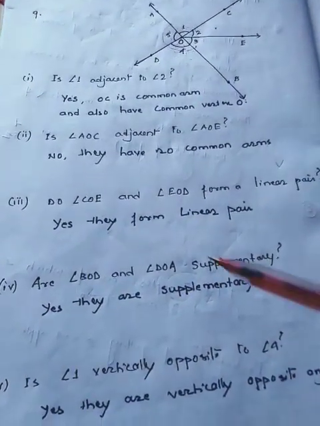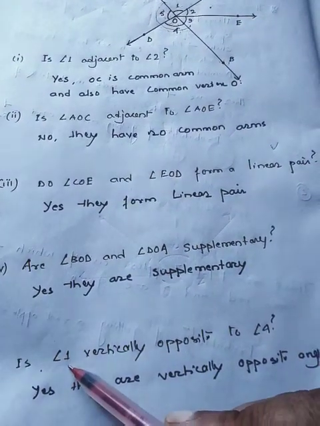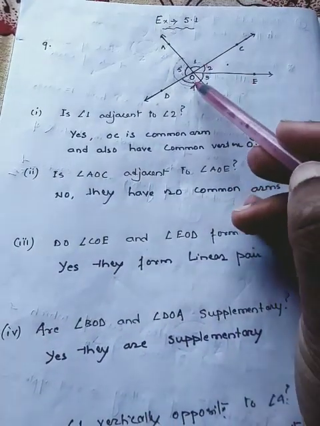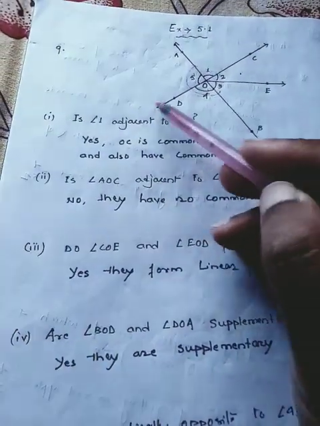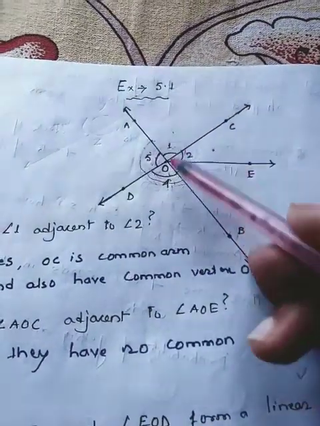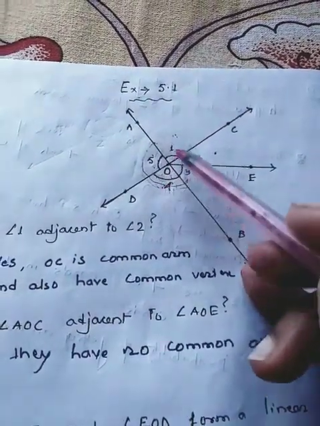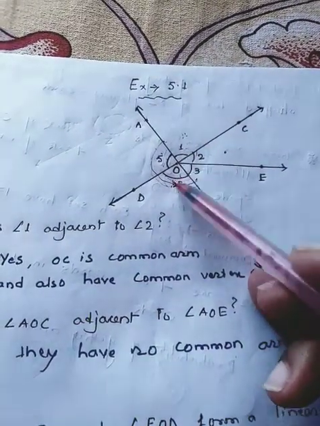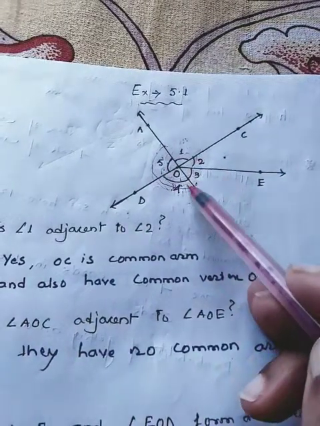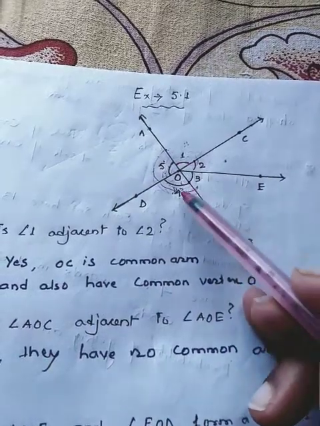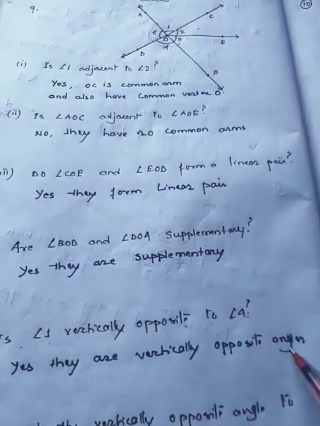Now question number 5: is angle 1 vertically opposite to angle 4? These two lines are intersecting each other. Carefully observe, these two lines are intersecting each other. So the opposite angles should be equal. So yes, angle 1 equals angle 4. They are vertically opposite to each other. And this angle is also equal to this angle. That is, angle 5 equals the sum of these two angles, and angle 1 equals angle 4. They are all vertically opposite to each other. So we will write yes, they are vertically opposite angles.